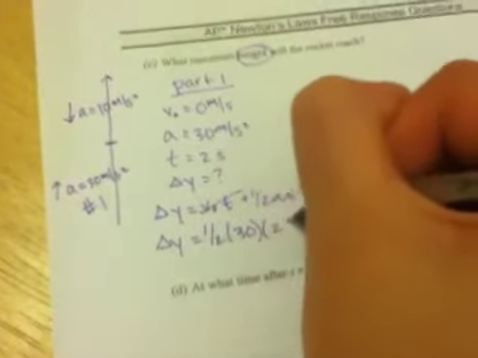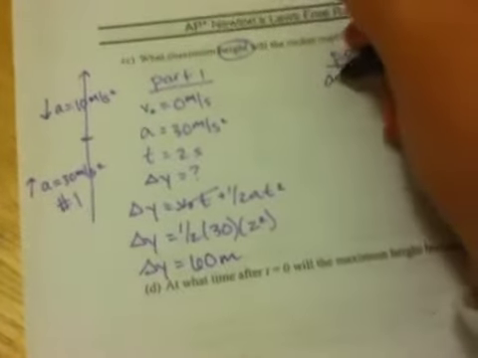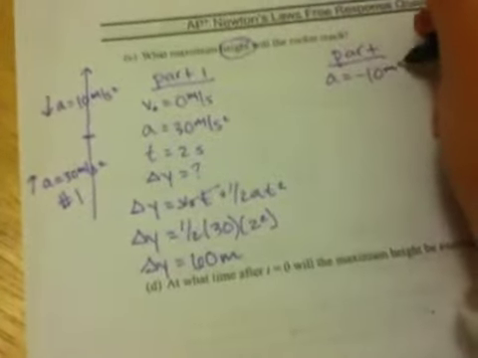Cross that out, and change in y is going to equal 1/2 times 30 times 2 squared, so that's going to be 15 times 4. So change in y equals 60 meters. Now, let's look at part 2. In part 2, we have this acceleration of negative 10 meters per second squared.